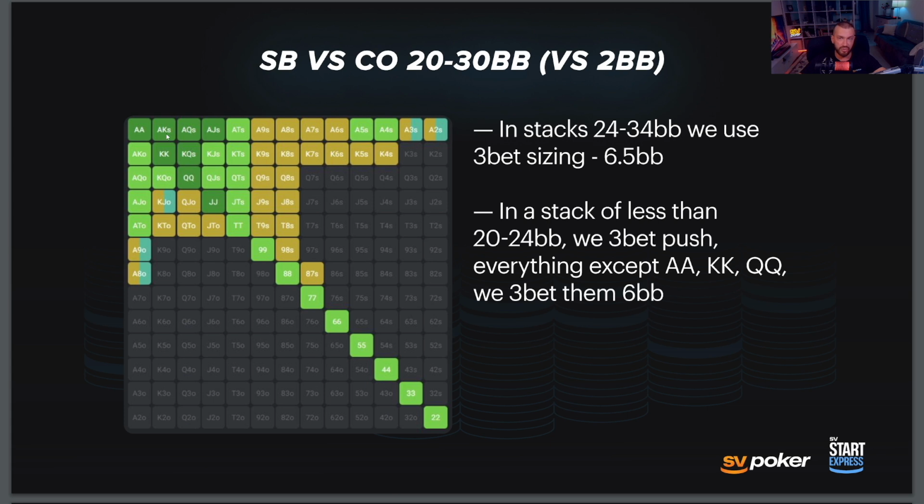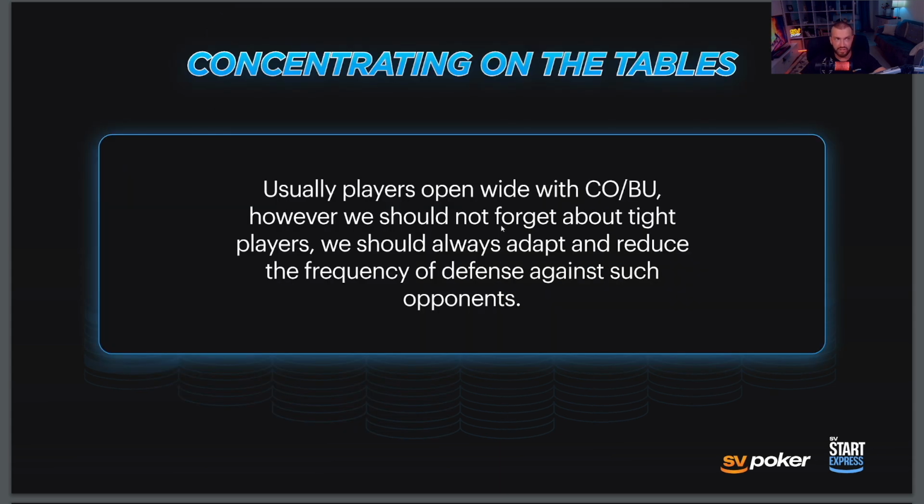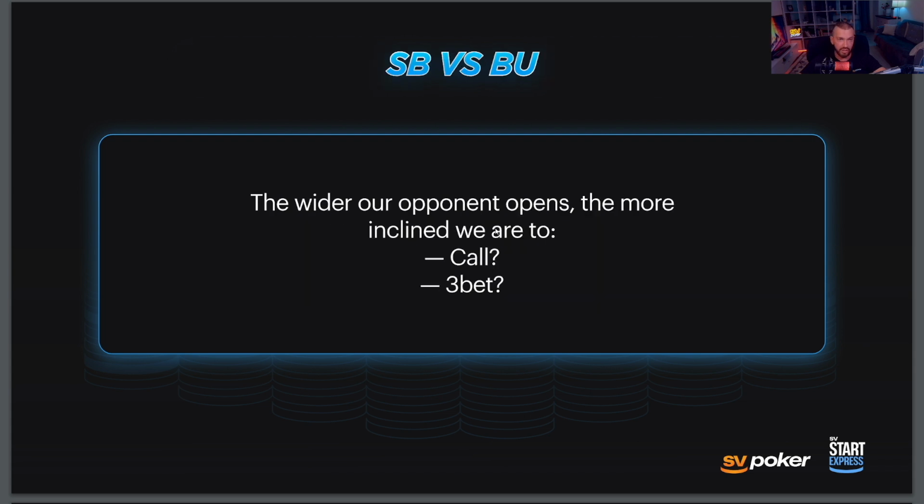King-Queen suited or Ace-King suited, these hands are good to play postflop in 3-bet pots, so you can use small sizing of 3-bet and it will be alright. Try to concentrate on the tables when you play against cutoff and button, because there can be tight players, there can be very aggressive players, and you need to adapt to these players.